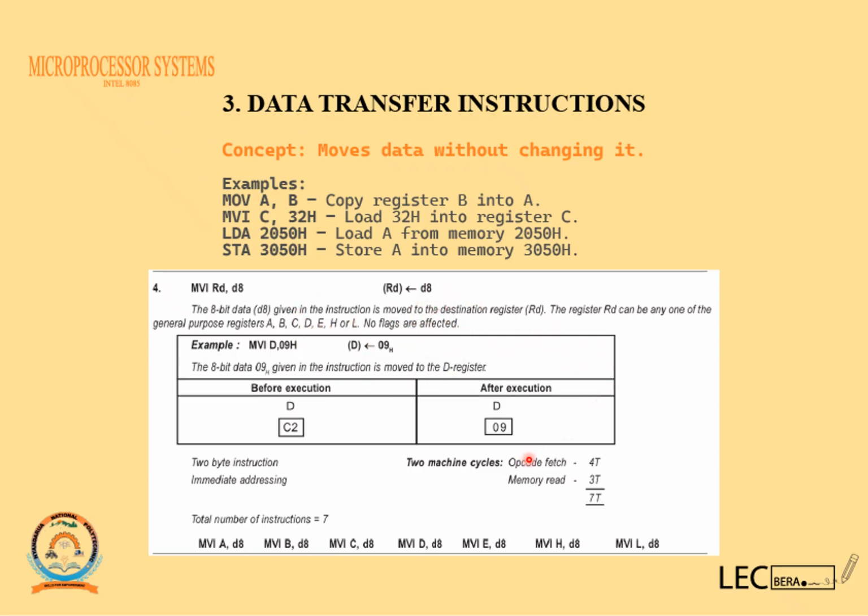So we are going to have a total of 4T for fetching the opcode. Then we are going to have 3T for memory read. We are going to take a total of what? 7T. Other instructions which are similar to this one can be MVI to the accumulator, MVI to register B, C, D, up to L. So I think that is well understood.